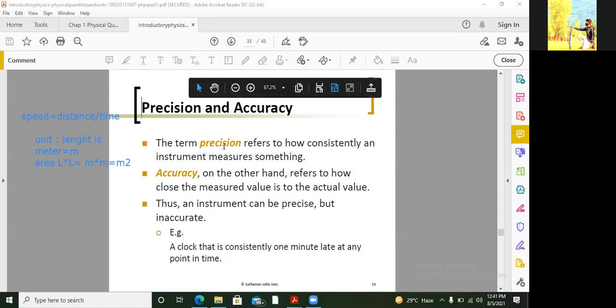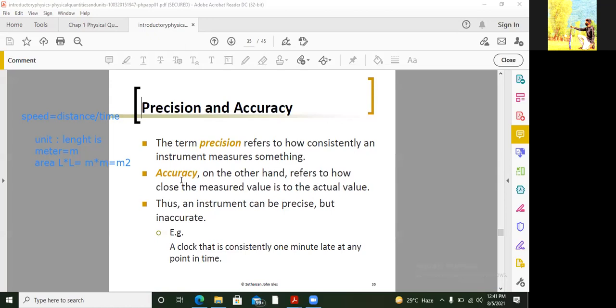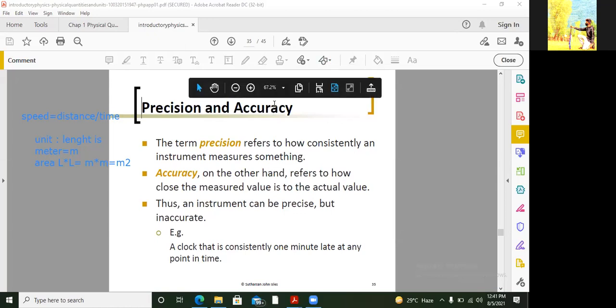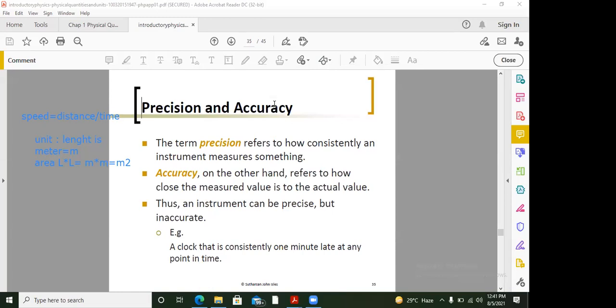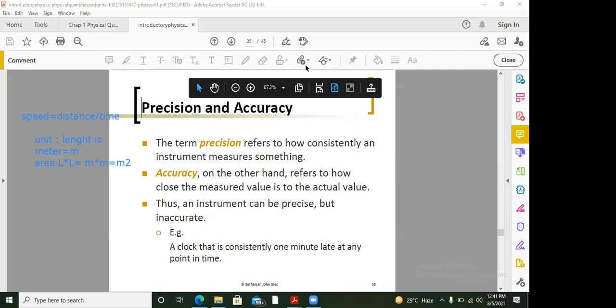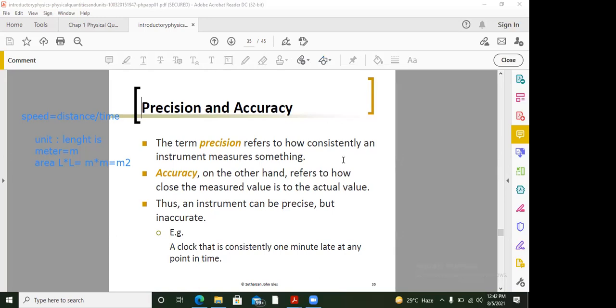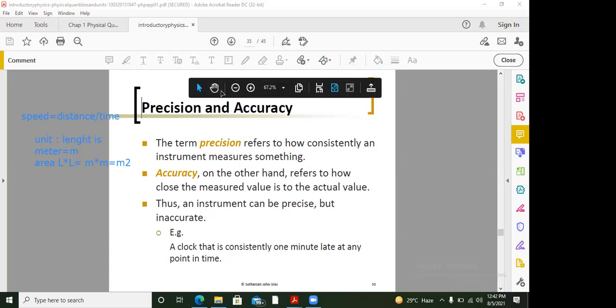The term precision refers to how consistently an instrument measures something. Precision is actually the least count. Take out your centimeter scale and see how small a value you can measure. What is the least you can measure from your meter scale or centimeter scale? The least digit you can measure from your scale is 0.1.